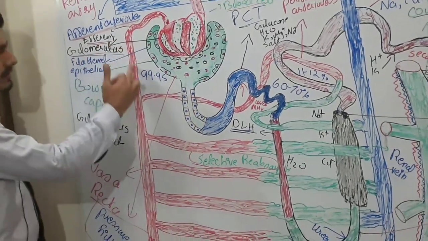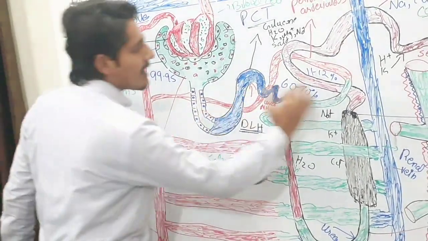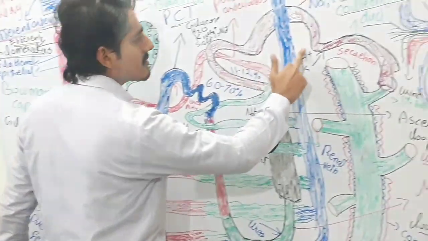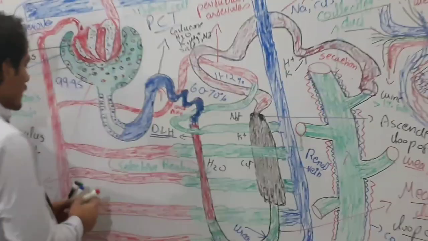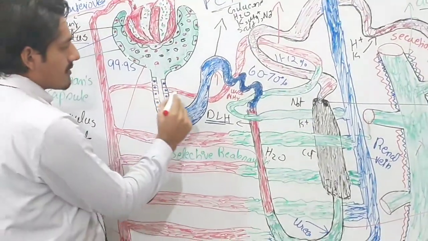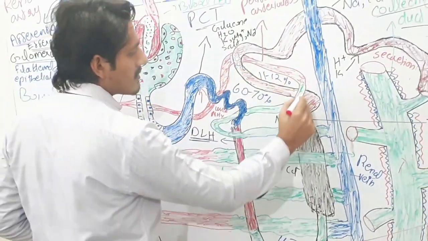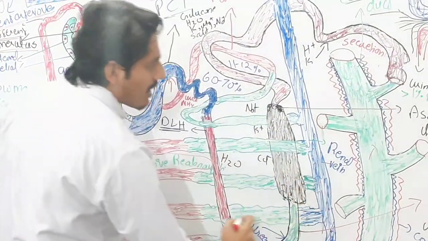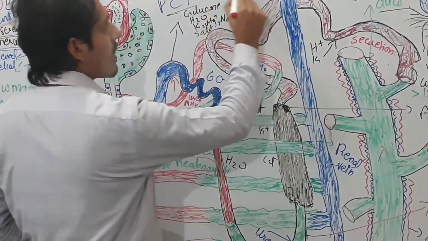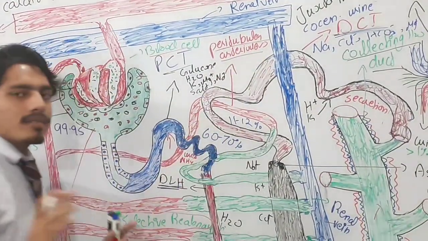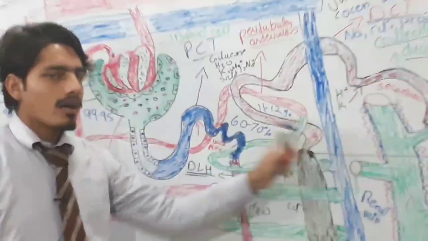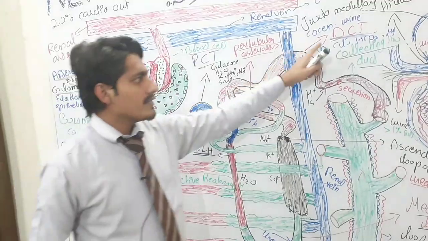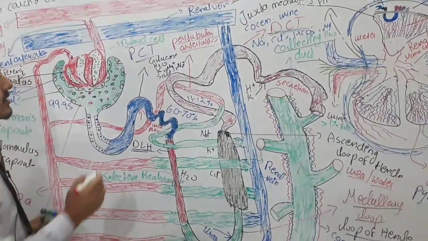The efferent arteriole is going downward and wraps around the proximal convoluted tubule and distal convoluted tubule. These are called peritubular arterioles. Peritubular means these are present along and around the proximal convoluted tubule and distal convoluted tubule. Therefore, these are called peritubular arterioles.